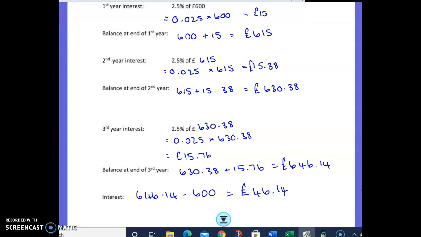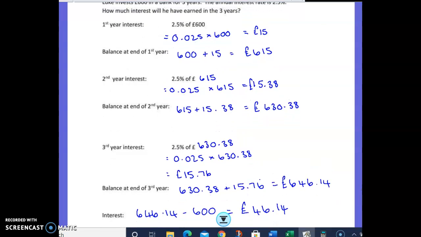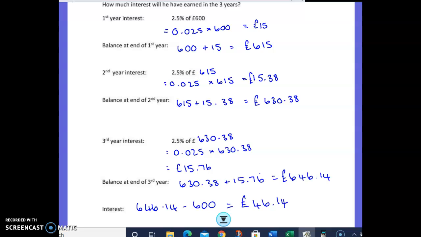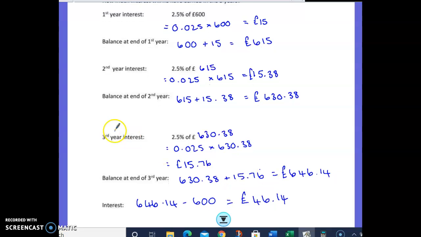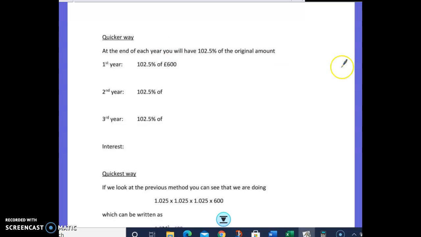Now that was a lot of working. You can imagine if we had to do this for more years, it would be even worse. So I'm going to show you a quicker way. Similar to the example that I did before with the council tax, at the end of each year, we'll have 102.5% of the original amount. So instead of having to find 2.5% and add it on, I can just find 102.5%. 102.5% as a decimal, it's 1.025. Again, that's just that divided by 100.